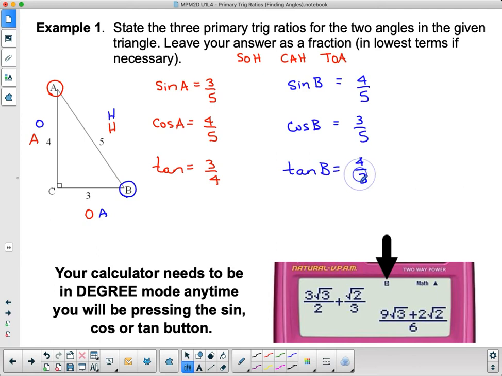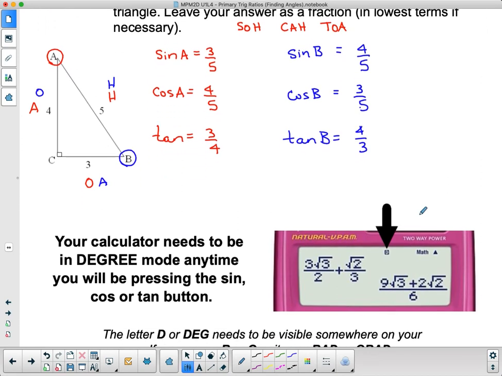Now I want you to notice something here. I told you that when you switched angles, your opposite and your adjacent switched places. So when the opposite and adjacent switch places, here's what happens to our trig ratios. The sine of one angle is the same as the cos of the opposite angle. And the cos of one angle is the same as the sine of the opposite angle. And the tan just flips over. Tan is the reciprocal of the other one when you switch angles. Okay, so that might come in handy.